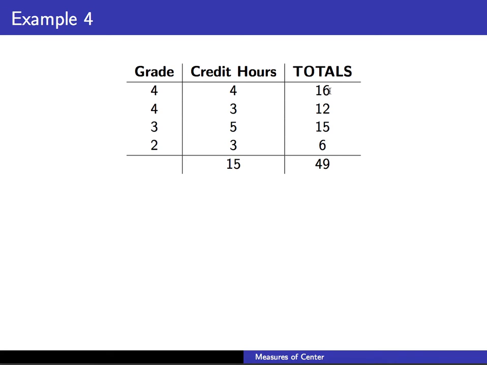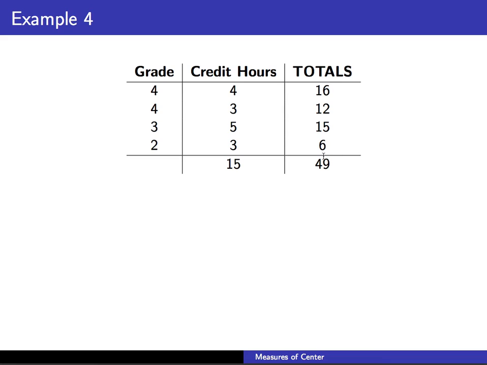This is how your grade point average is calculated. So what we want are the totals. We're going to take this xi value of 4 and multiply it by the weight, which is 4. 4 times 4 is 16. Then do this next x value times its weight, 4 times 3 is 12, and continue until we get our totals of 16, 12, 15, and 6.